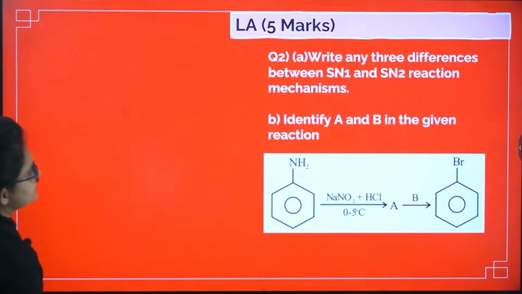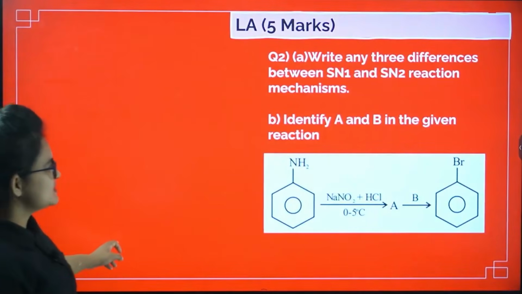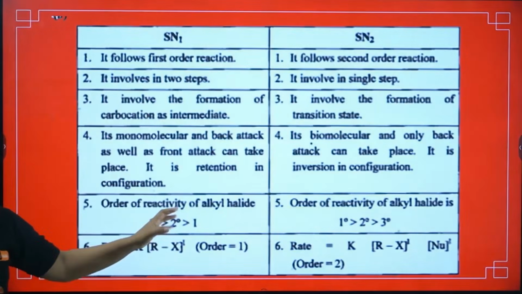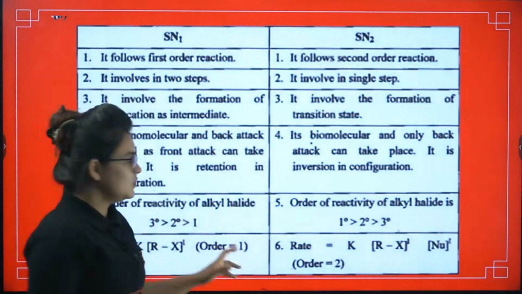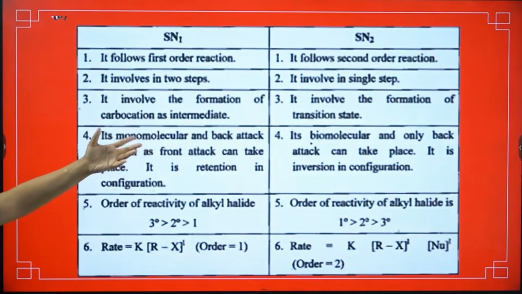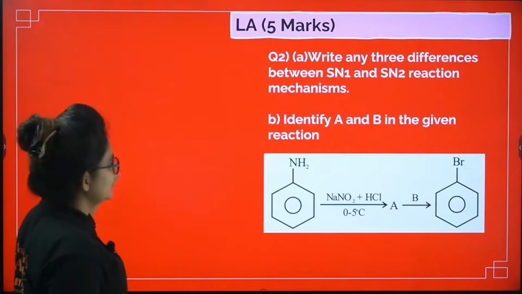Let's proceed further. Next, write any 3 differences between SN1 and SN2 mechanism. Identify A and B. Okay, this is the SN1, SN2 mechanism. Any 3 you can take. I'm not explaining again, like first order, that is second order. That type of thing, you can just take any 3 and note it down.